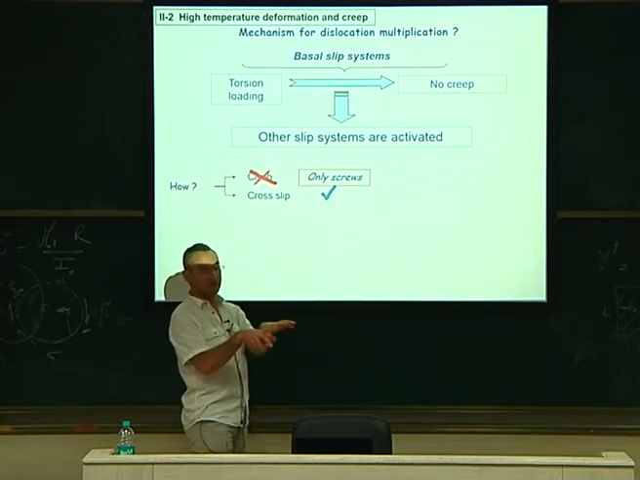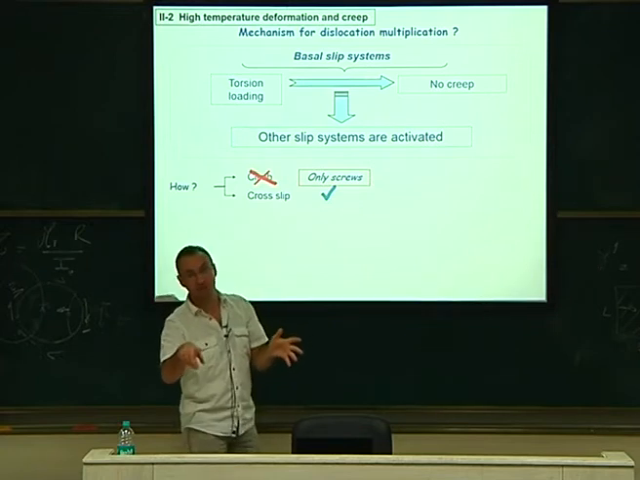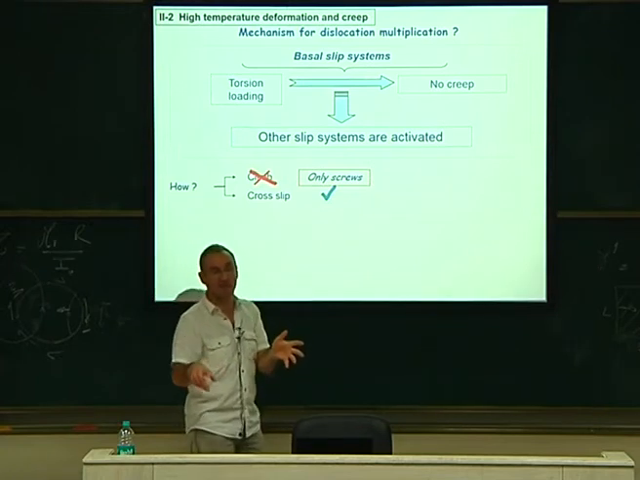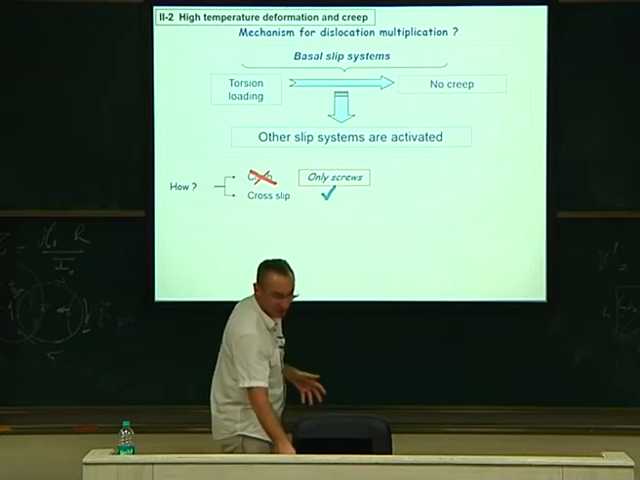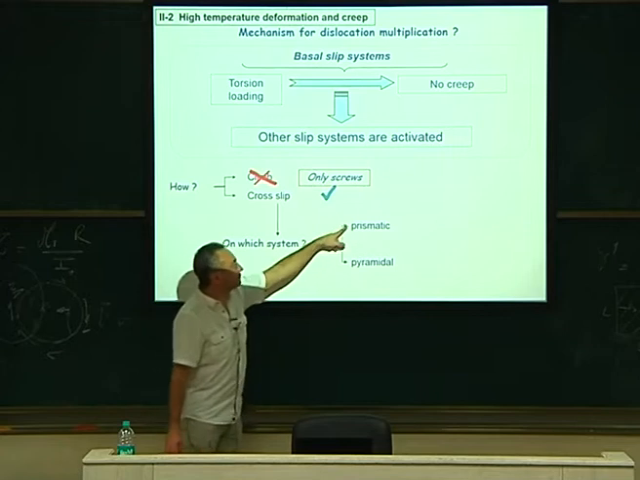They are in the basal plane. Although there is no stress on the prismatic plane, they can cross-slip to the prismatic plane if needed, and then cross-slip back on the basal later on. So this is what we think. The cross-slip could occur either to prismatic or pyramidal.